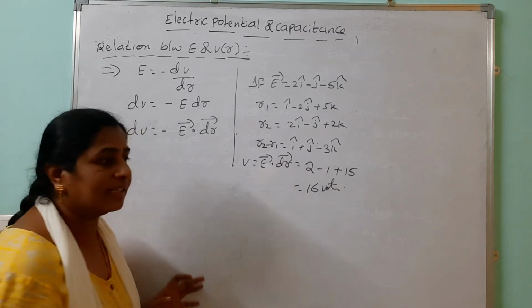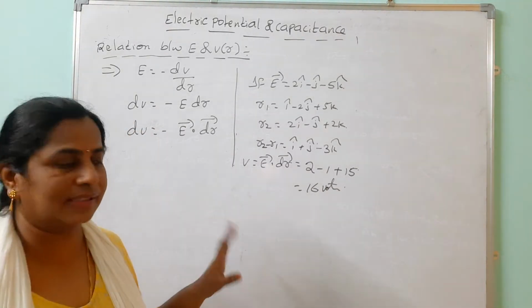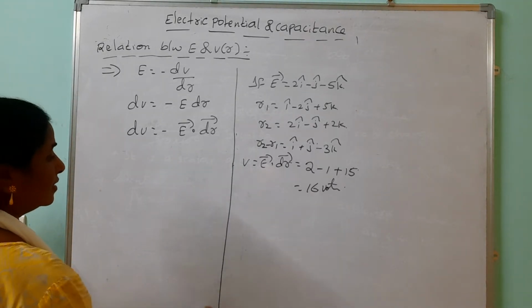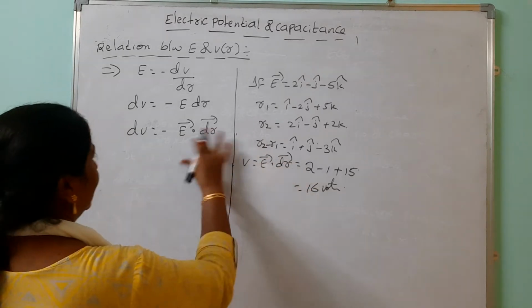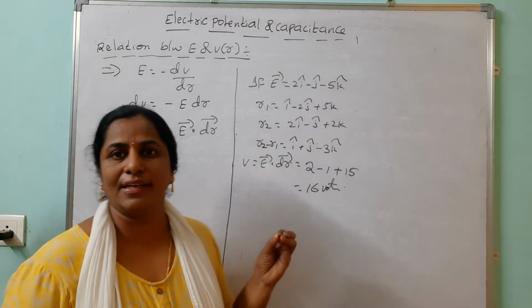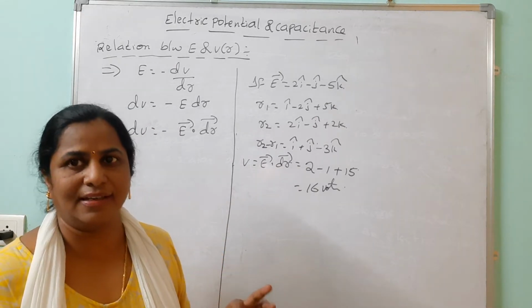If they give minus, this is a scalar, so we get 16 only. If minus, you can express that also as minus 16. So with the help of the dot product we can find the electric potential. Then a few more formulas. This concept we use in semiconductors also. So don't forget the relation between intensity and potential.